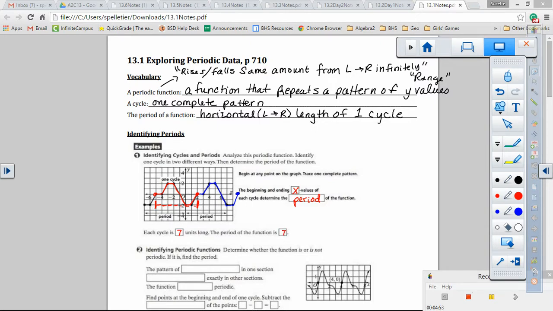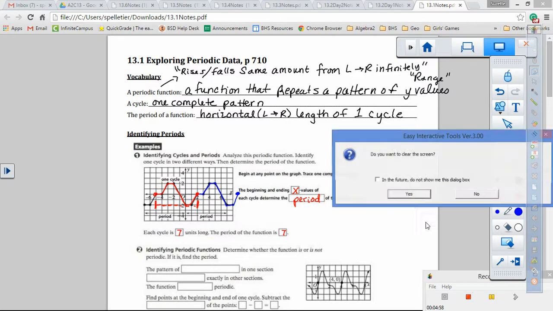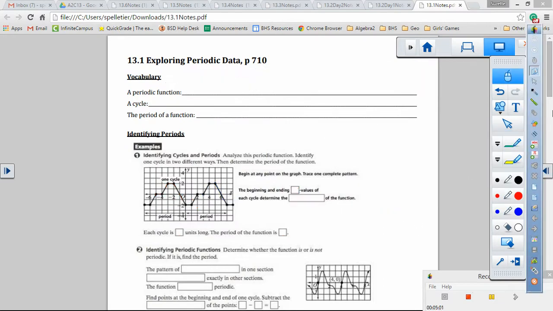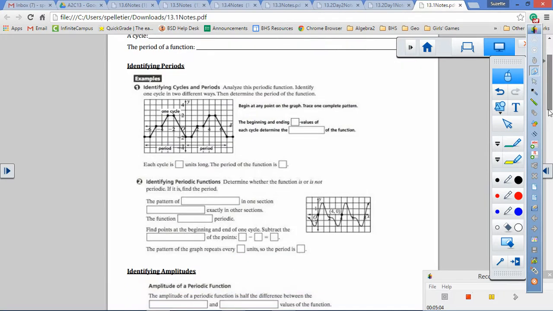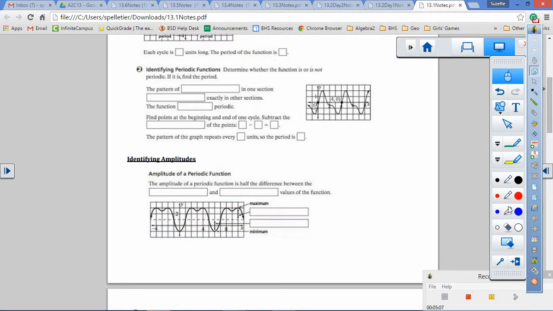Okay? So I'm going to scroll the page up so we can go ahead and look at example 2. It says determine whether the function is or is not periodic. If it is, find the period. So I'm going to look at this function and decide, does it seem to repeat itself over and over and over? And if so, is it rising and falling by the same amount? If we look at these two marks on the graph, it never goes above or below that, and the pattern in between them is the same. It rises and falls by the same amount all the way through, and it definitely repeats.